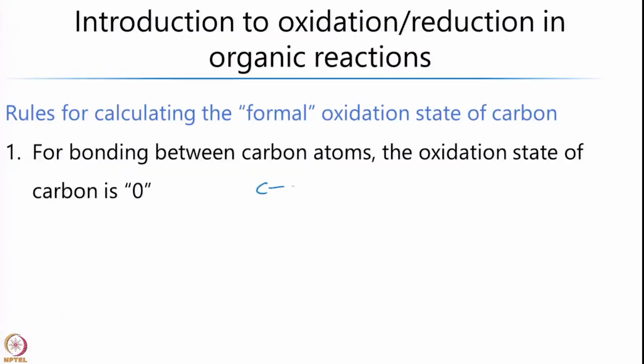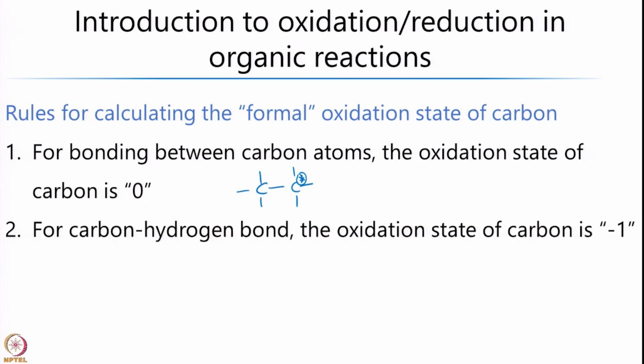So, the first rule is that if the carbon is bonded to another carbon atom, then we assume the contribution of the next carbon atom as being 0. Let us say you are interested in looking at a carbon bonded to another carbon atom, like in this particular case, if you want to look at this carbon atom, you see that it is bonded to another carbon atom. Since the electronegativity is the same for two carbon atoms, we give the contribution of the next carbon atom on the alpha position a 0 value, right.